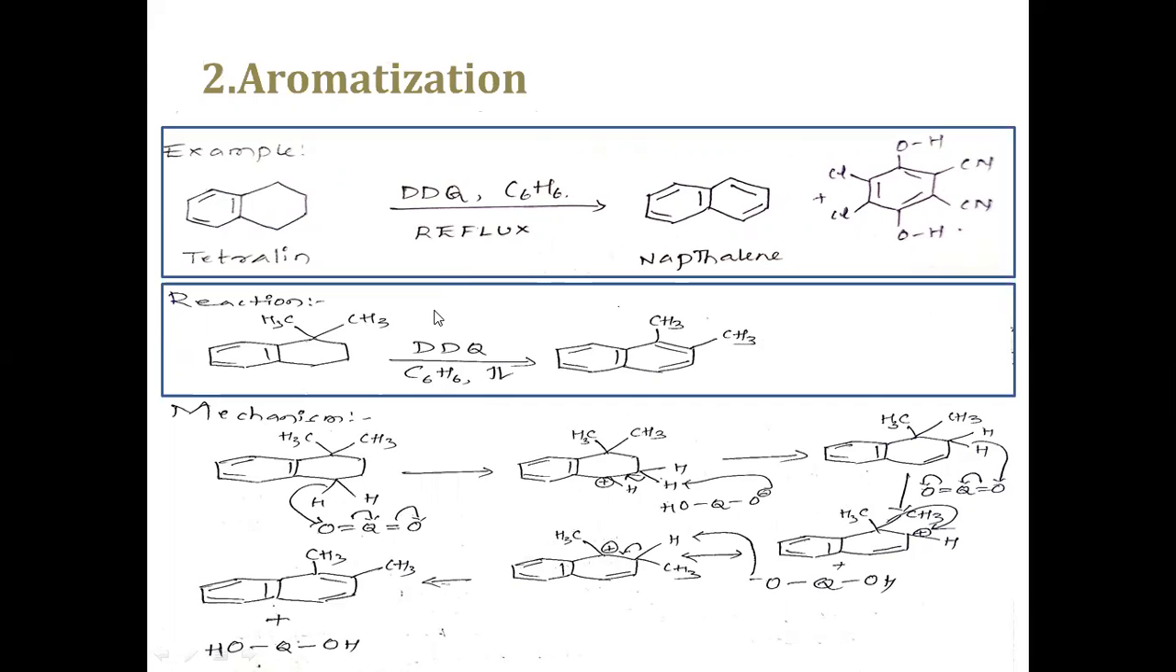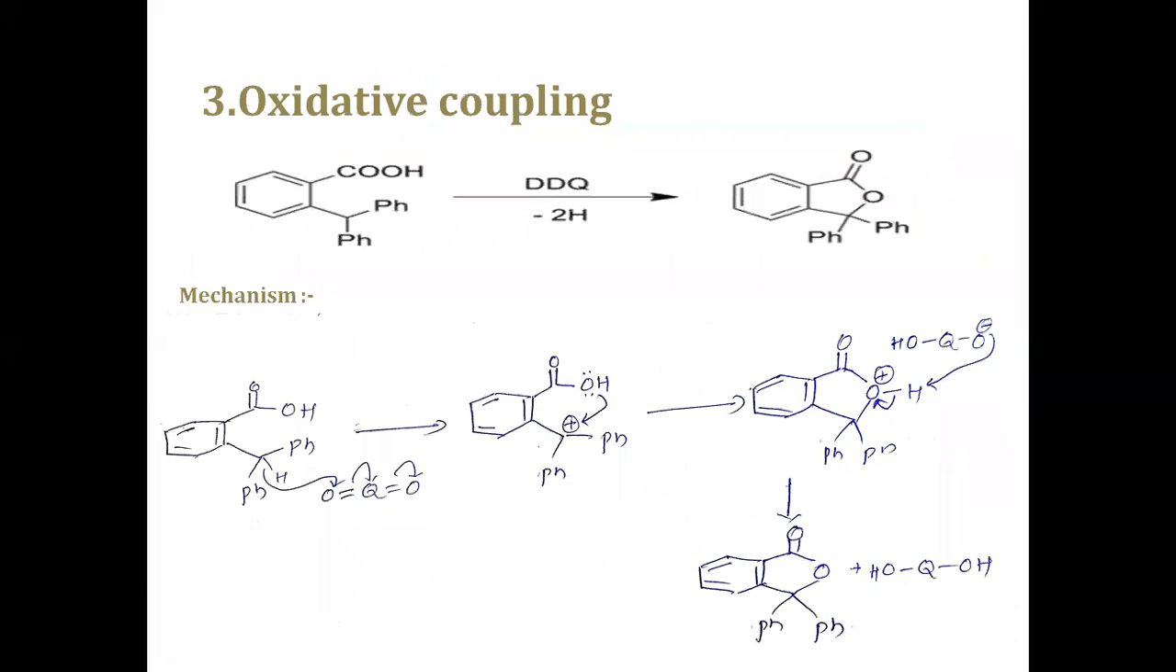Now, some other example, if you see here, this is 1, 2, 3, 4, 5, 5-dimethyl tetralin. 5,5-dimethyl tetralin is converted into 5,6-dimethyl naphthalene. So let us see how DDQ converts this molecule. And you can see the molecule is getting aromatized, acquiring aromatic character.